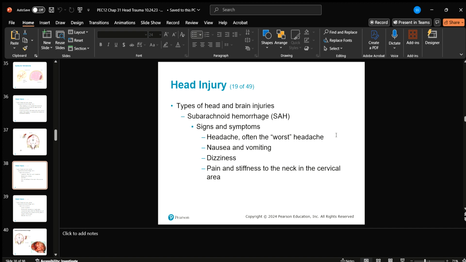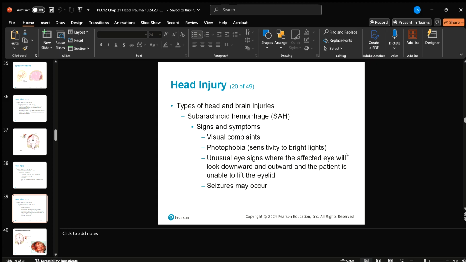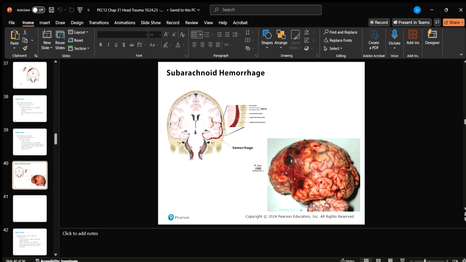Nausea, vomiting, dizziness, pain and stiffness in the cervical area. Okay, throw them in a c-collar, just FYI. Okay, if they're complaining of neck pain, just go ahead and do it just to be on the safe side. They may also have photophobia, so sensitivity to bright lights. When you're checking them for PERRL, they may complain, they may yell at you, all right, but you're still going to check them. Seizures are possible with this type of brain injury. Here's an example of what it looks like with a subarachnoid hemorrhage. Not good.